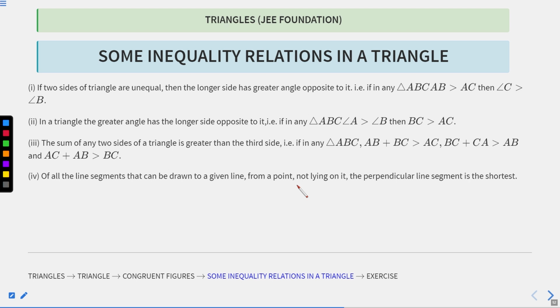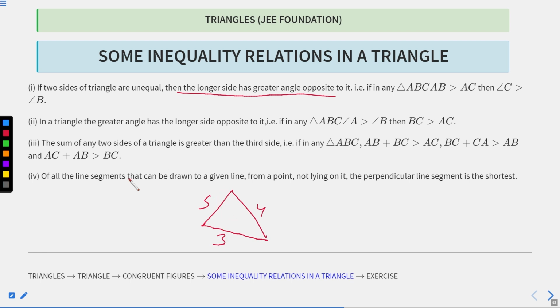Okay, let's see this. Now, some inequality relationships you must remember. In a triangle, if two sides are unequal, then the longer side has the greater angle opposite to it. So this is what I am talking about. This means if you have, say, sides of 5 units, 4 units, and 3 units.